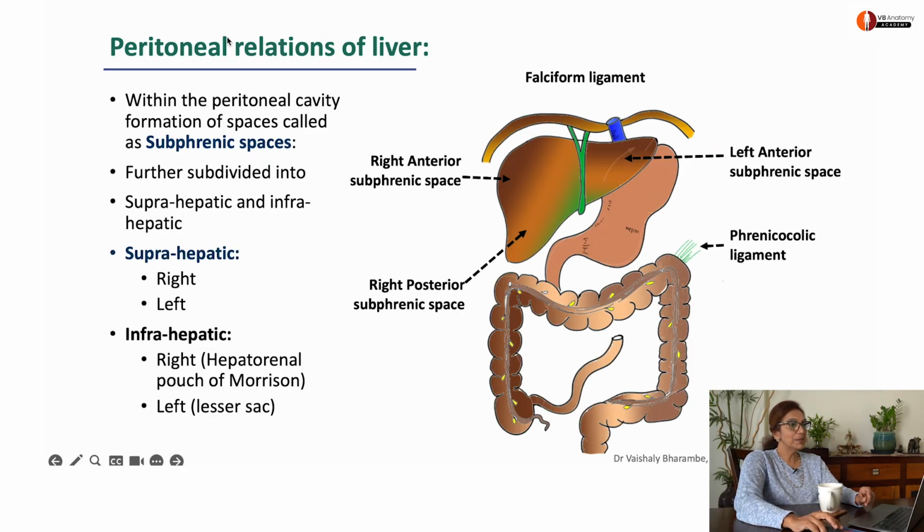Finally, understand that the liver is related to spaces which are called subphrenic spaces, which are further subdivided into suprahepatic and infrahepatic. With the suprahepatic here divided into right and left. The infrahepatic shows presence of two special areas, right and left. The right, hepatorenal pouch of Morrison, and left, which is the lesser sac itself. I cannot talk about lesser sac in this because it becomes too long a lecture. But let's just take a look at the next image to understand.